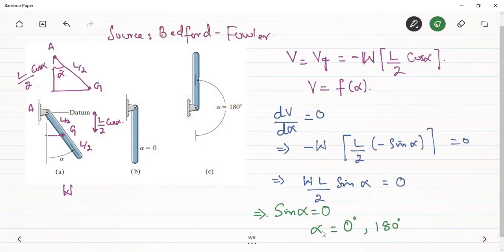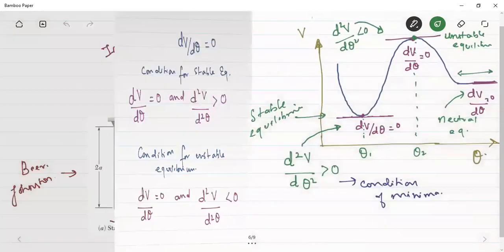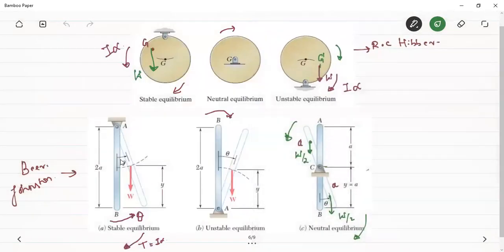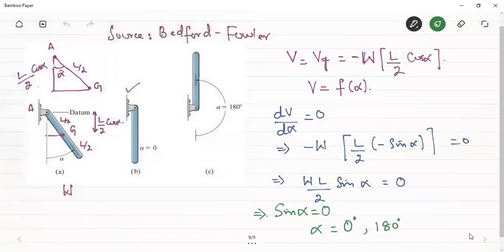So if we clearly see this, when sine alpha is 0, we get alpha is 0, so this position has been shown where alpha is 0. First of all, this position is an equilibrium position. We had seen in the previous text as well, this corresponds to an equilibrium position. And this should be the stable equilibrium position, because any displacement from this position will try to bring the system back to its original position. So this should definitely correspond to the stable equilibrium.